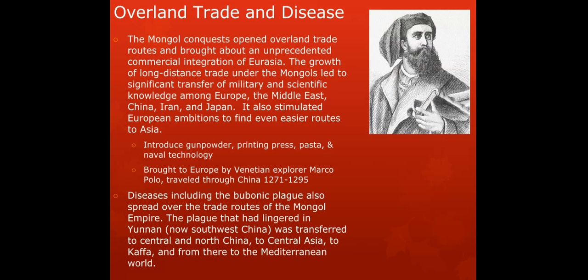The Mongol conquest opened up overland trade and brought unprecedented commercial integration into Eurasia. The growth of long-distance trade under the Mongols led to significant transfer of military and scientific knowledge among Europe, the Middle East, China, Iran, and Japan. Guys, these are your key concepts, so make sure you're writing this down or something.